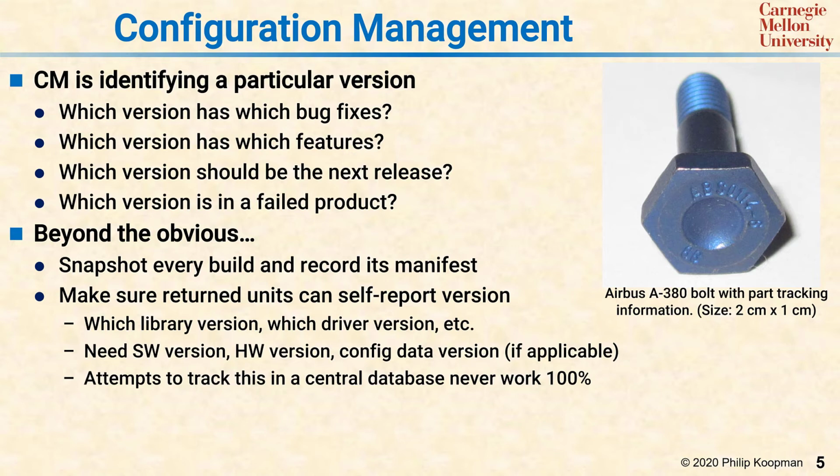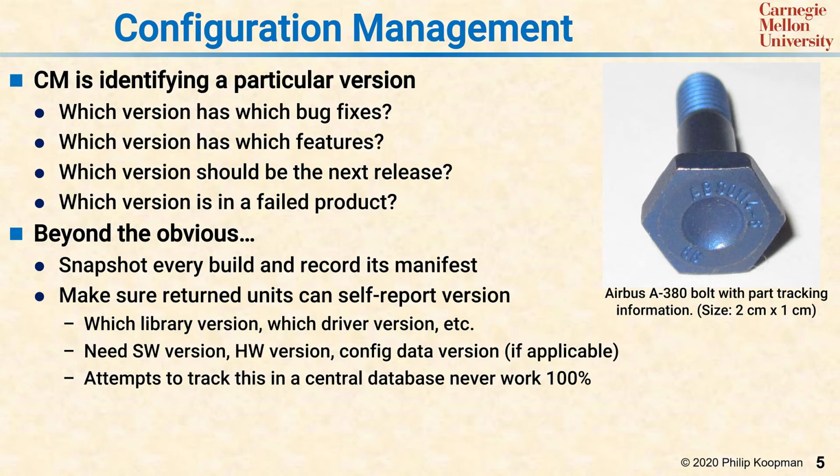You also need, in addition to the software version, the hardware version of the different components, and the configuration data version if applicable. Configuration data might be specific data fields that get programmed in along with the software to, for example, inform you whether the system should be operated in English versus metric units, or which features are supposed to be activated in this particular version of the system. As I mentioned, you can try and track this in a central database, but that never really works. You really want units to self-report their own configuration.